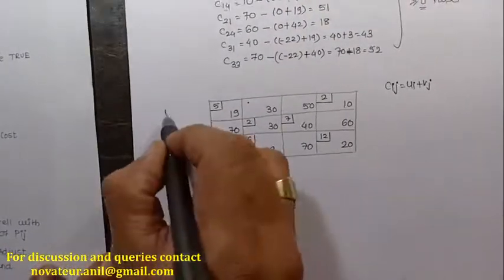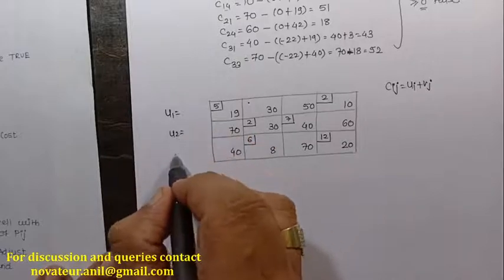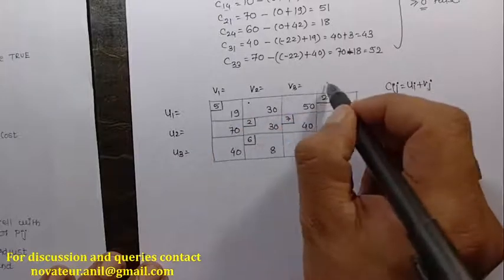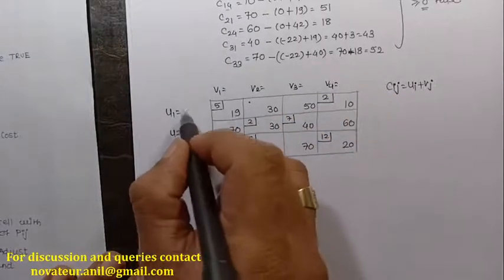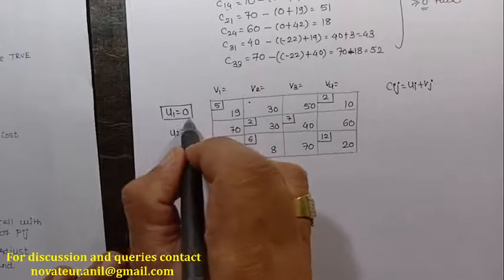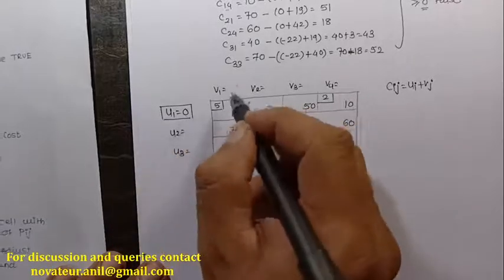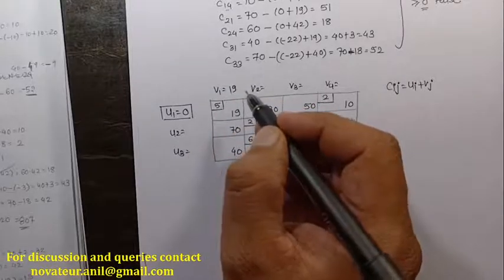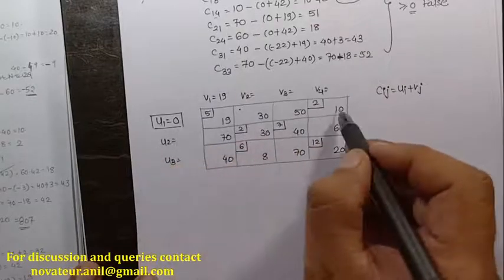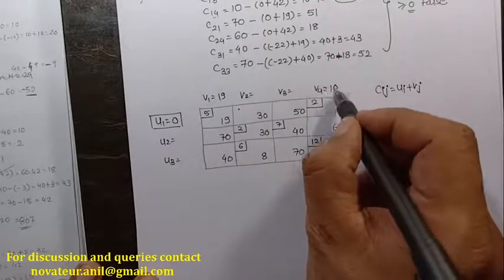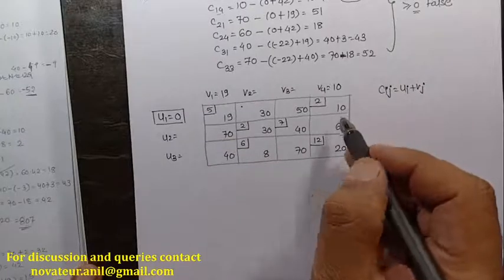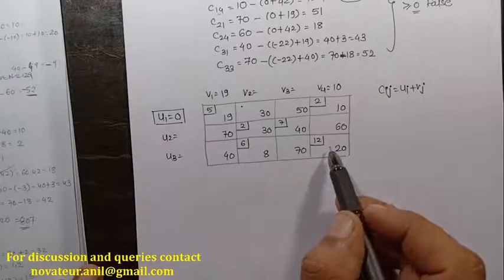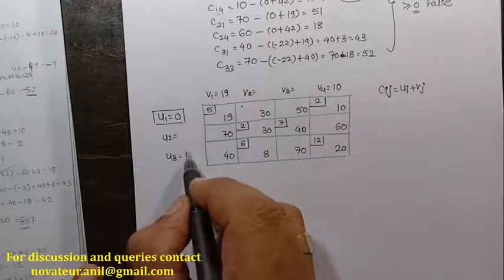So it's very simple. This is my u1, u2, u3. This is my v1, v2, v3 and v4. So by default this becomes 0. I'll start from here. So 0 plus something, that is 0 plus 19 is equal to 19, plus 0 plus something, like I'll put 10 here. 10 plus 0 is equal to 10. Clear? Next is 10 plus something is equal to 12. So 10 plus 10 becomes 20.